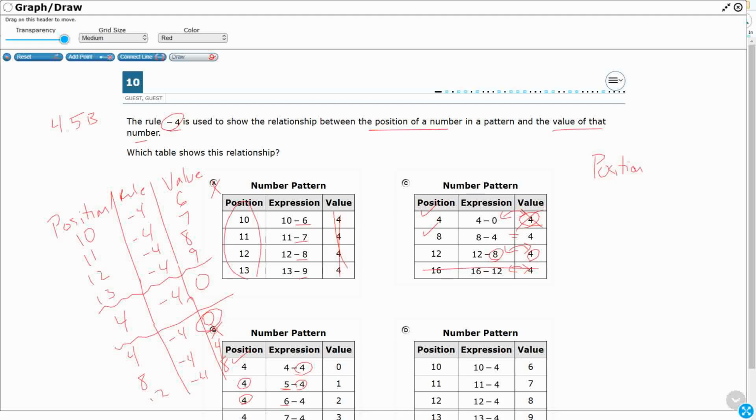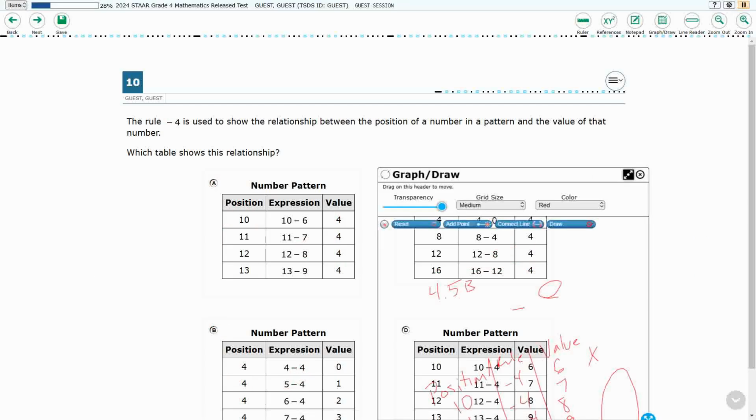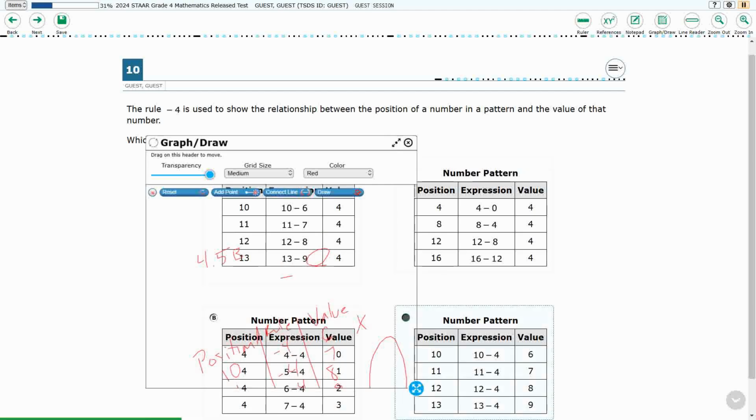Position, and then rule, and then value. All right, so I've got 10 minus 4 should be 6. Yes. And what they're doing is they're just rewriting the position as the first number in the expression, and that's fine. 11 minus 4 should be 7. Yes. 12 minus 4 should be 8. Yes, and then we're going to end with 13 minus 4 should be 9. Finally, we found one here. So our answer is D.